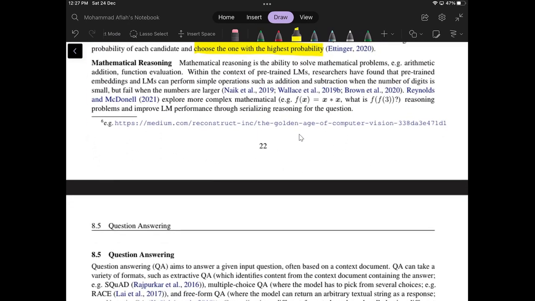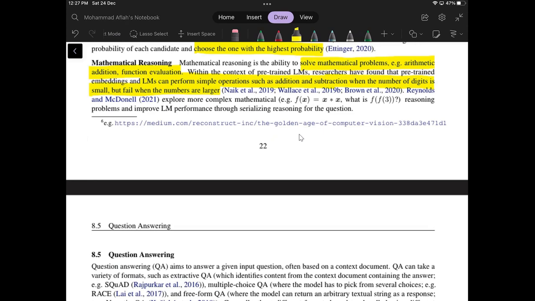So mathematical reasoning is the ability to solve mathematical problems like arithmetic addition and function evaluation. Within the context of pre-trained language models, researchers have found that pre-trained embeddings in language models can perform simple operations such as addition and subtraction when the number of digits is small, but fail when the numbers are larger.